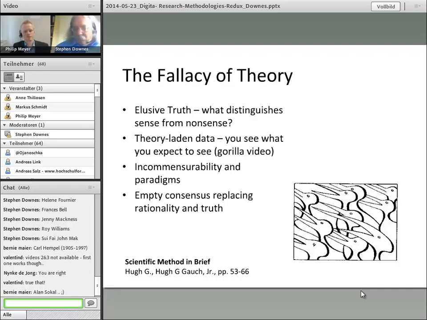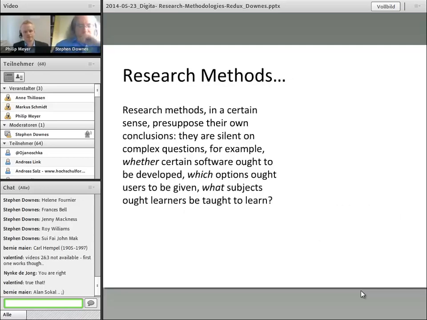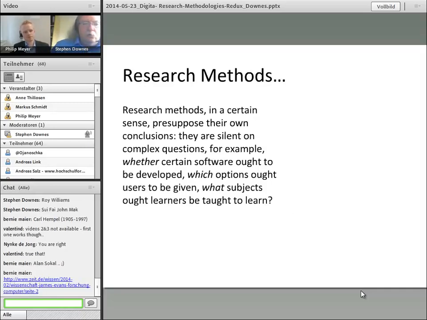So, to my mind, research methods, including the mechanism for researching MOOCs, in a certain sense, and in most senses, presuppose their own conclusions. Most of the time, people who are researching MOOCs find the conclusion they were trying to prove. They ask a question knowing they're going to find an answer. Are MOOCs bad? Why, yes. It turns out MOOCs are bad. Do MOOCs have high dropout rates? Why, yes, they have high dropout rates, according to my definition of high. And so on.